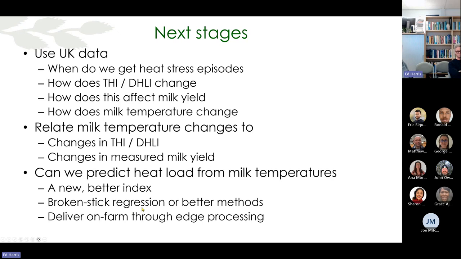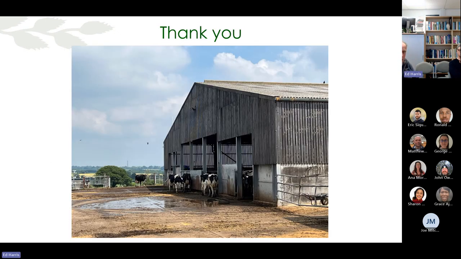So I'm stuck at Minitab and regression analysis. So that's why I'm here. And that's why I'm asking you folks, can we come up with better methods? I do want them to be delivered on farm through edge processing, because these folks don't have brilliant internet access. And some commercial companies are starting to say the cost of moving data around the internet and around the cloud is restricting how much we can analyze. So we need to move to the edge. Okay, so that was all I had to say.